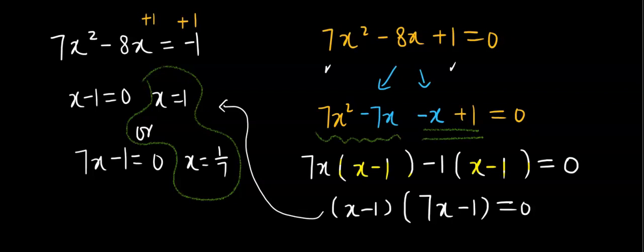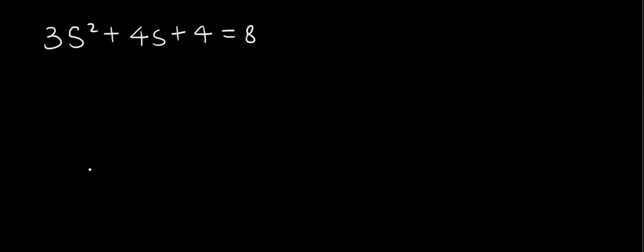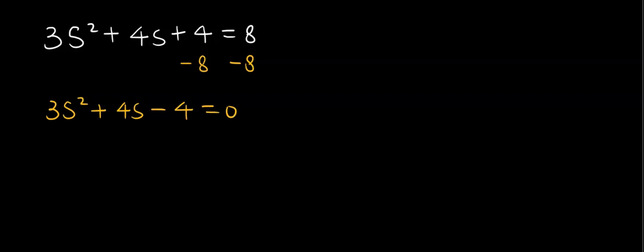We have one more practice here. If you have truly understood what happened in the previous question and you feel confident, go ahead and solve this on your own, and then come back, we can check the solutions together. All right, and we're going to have a form ax squared plus bx plus c equals 0. We don't have it yet, therefore, we're going to subtract 8 from each side. Then our new equation is 3s squared plus 4s minus 4 equals 0. Now we know what is ABC.